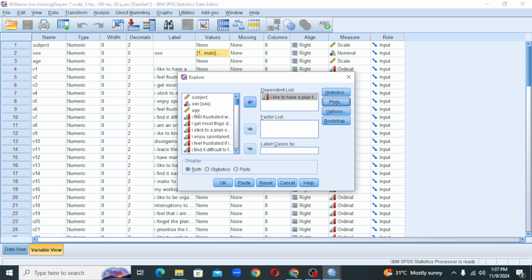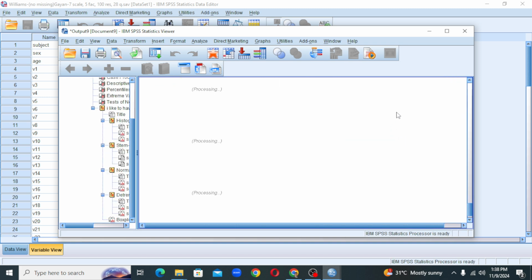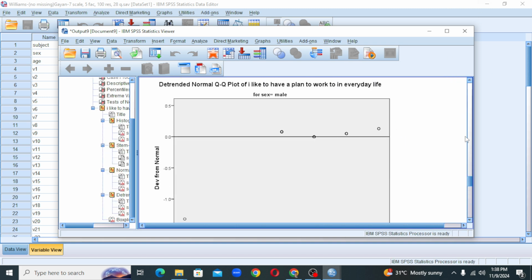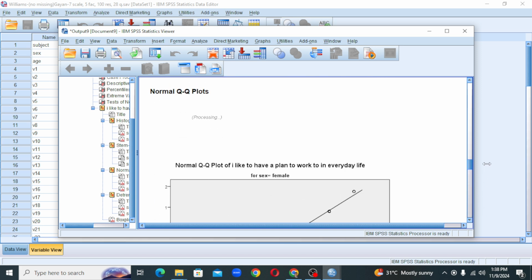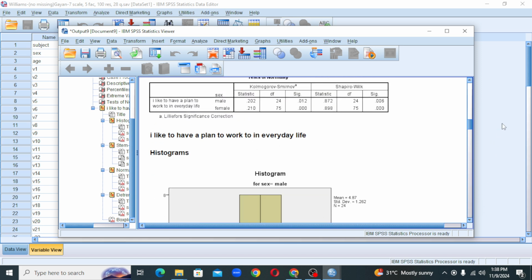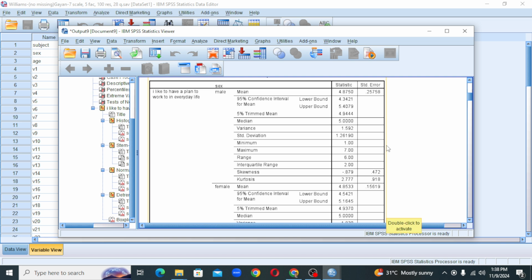Here we have to select gender or sex as the factor. Now we are checking for both the males and females, so we have to select the factor as gender or sex, then proceed with OK. Now we will be getting the output, and we have to refer to outliers and normality as we checked earlier. Here descriptive statistics are given for both males and females.